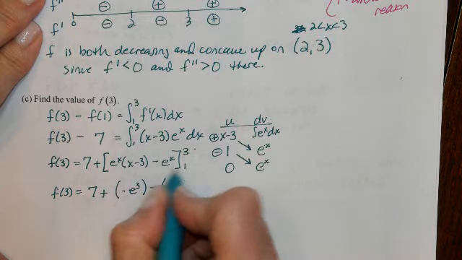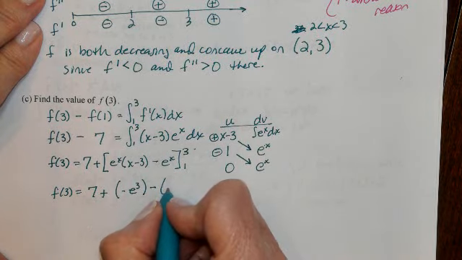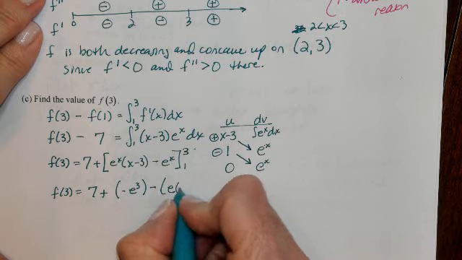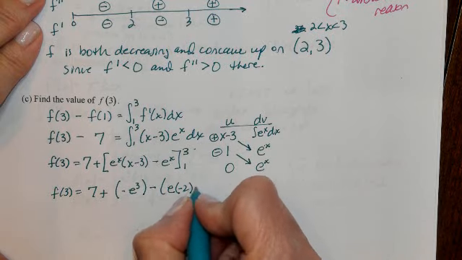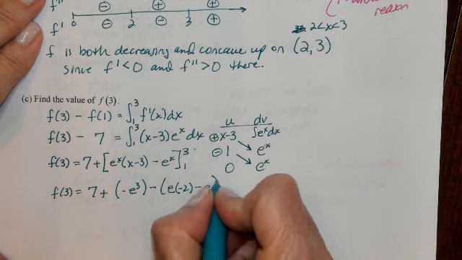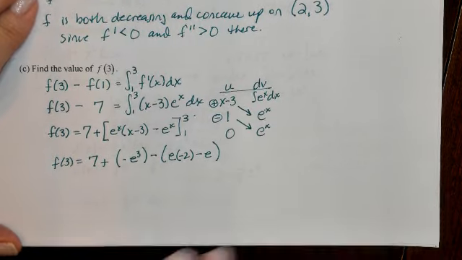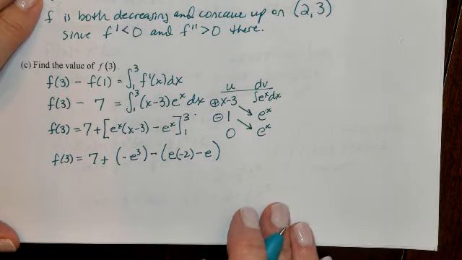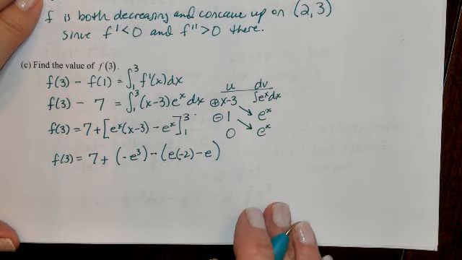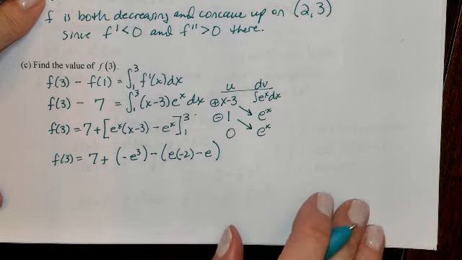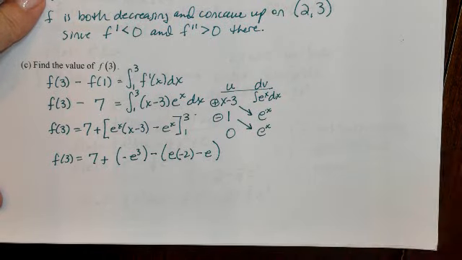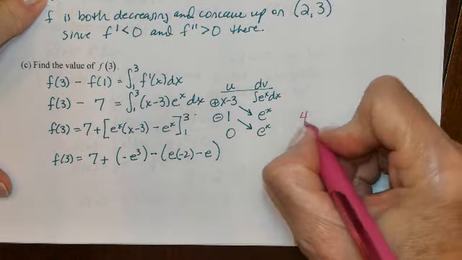minus, and now we put 1 in for x. When we put 1 in for x, we get e times negative 2 minus e to the first. And that would be a safe stop spot right there. Okay? And that's that problem. This was worth 4 points.